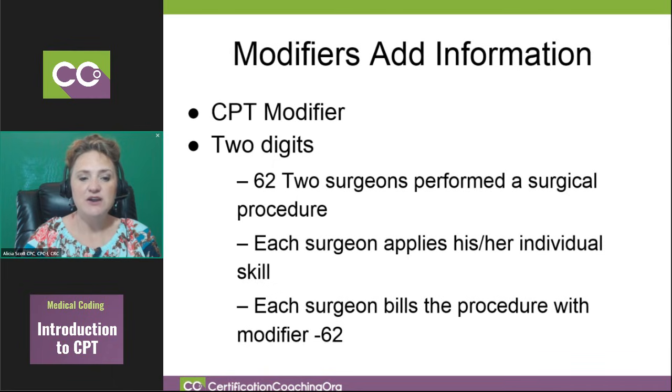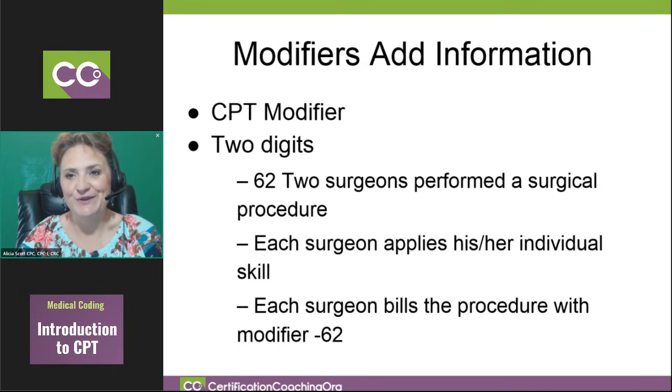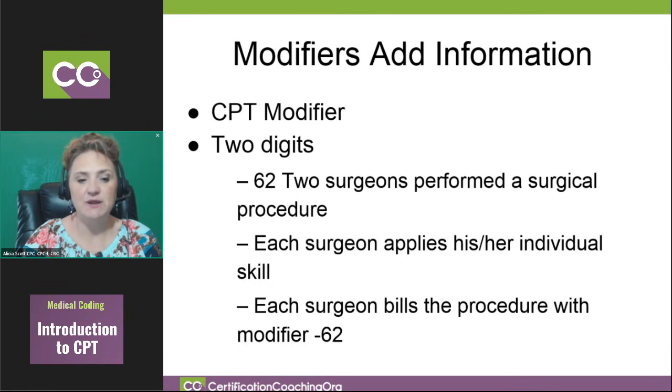Now let's talk a little bit about the modifiers. With the modifiers, again, it is a dash and then 2 characters, usually numbers, but you can have letters. Modifier 62: 2 surgeons performed a surgical procedure. So you could use the code that we just did, which of course you wouldn't have 2 surgeons doing an abscess. But let's say, and I don't know the code for an appendectomy, but let's say we do an appendectomy and there were 2 surgeons performing this procedure. You would put the appendectomy code and then modifier 62 to say there were 2 surgeons, right?